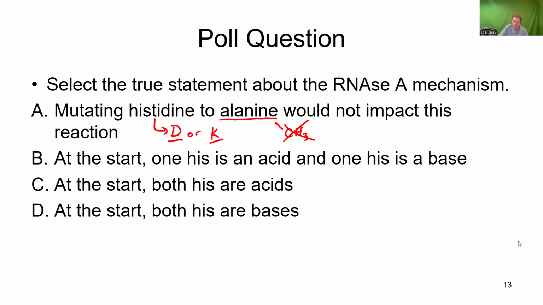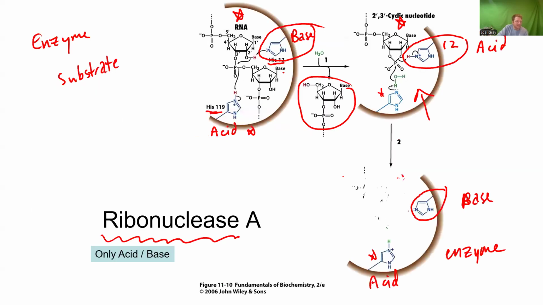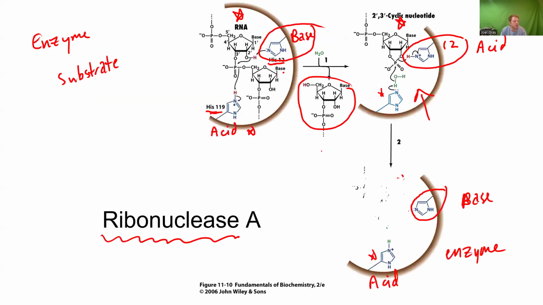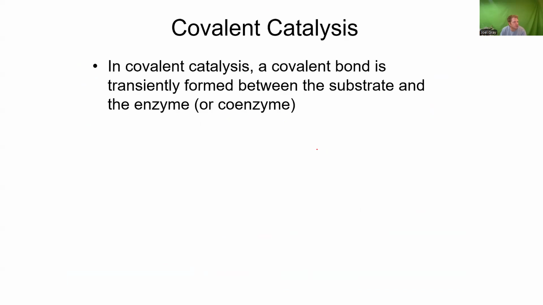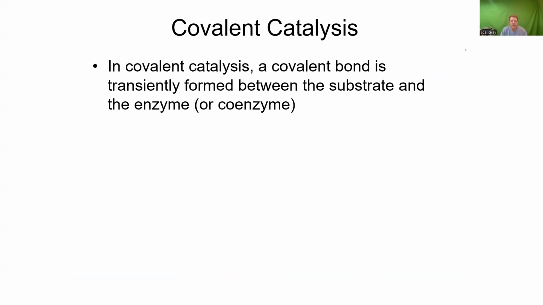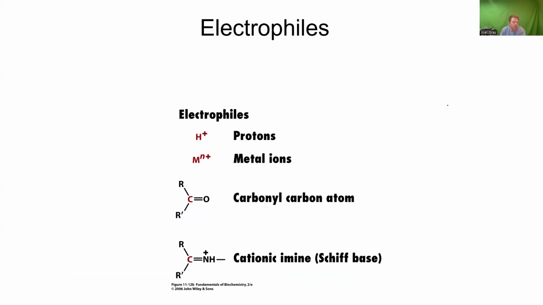Okay, but that's acid-base catalysis. I'm going to end this poll, and the majority of the class did select the right answer of B. One residue acts as an acid, one residue acts as a base. I do want you to be thoughtful of, be aware of, be thinking of, well, what is an amino acid capable of, basically. Okay, next up, we are talking about covalent catalysis. In covalent catalysis, a covalent bond is transiently or temporarily formed between the substrate and the enzyme or the coenzyme. Now, I want to zoom back ahead to our RNase A mechanism.